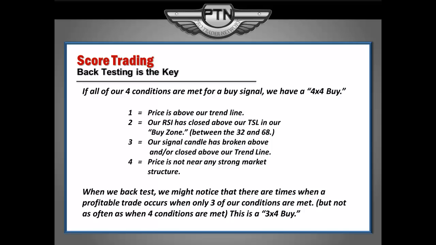If we determine that we're a more aggressive trader and we want to trade when just 3 conditions are met, then we would say to ourselves, we'll also take 3x4 buy signals, and that is 3 out of the 4 signals are met. I'm looking for 3x4 buys and 4x4 buys based on this particular trade system example.